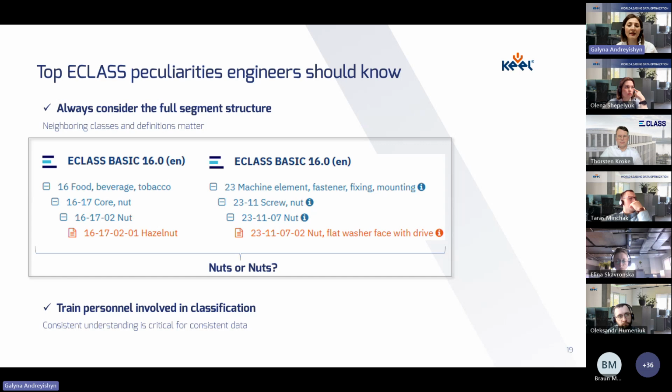And finally, we have experience conducting both online and offline training sessions, because it is really important to train personnel involved in classification. Also, we are preparing supporting materials in document and video formats. Regular audits followed by refresher trainings are equally important. Consistent understanding leads to consistent data. Without shared knowledge and clear governance, even a well-designed structure can be misused, unfortunately.